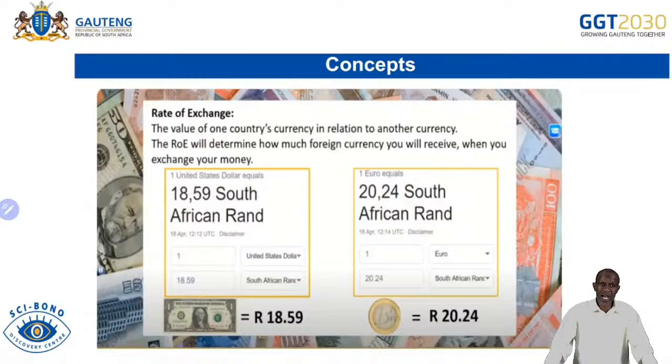It tells you how much foreign currency you will buy or how much you will get in exchange for foreign currency. So it is more about the value of what you are buying.